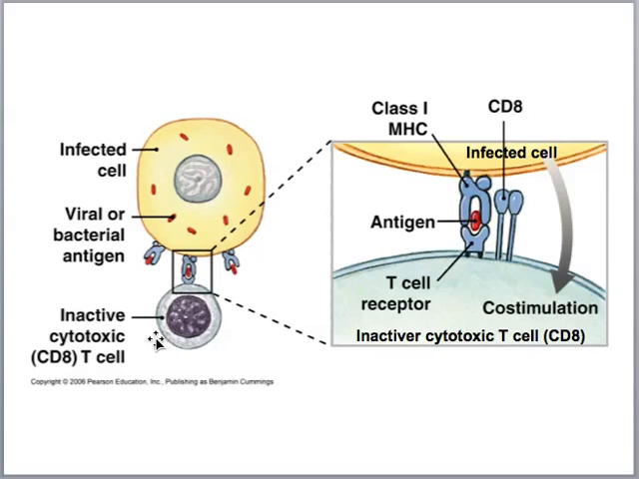There's the inactive CD8. Here's the infected cell. These are the little antigens. The antigens are being held out by the class 1 MHC protein. And this CD8 cell has a T cell receptor that is specifically shaped to bind only with that antigen. And when this binds together, then we're going to have the co-stimulation occurring, and then we will get this guy activated.